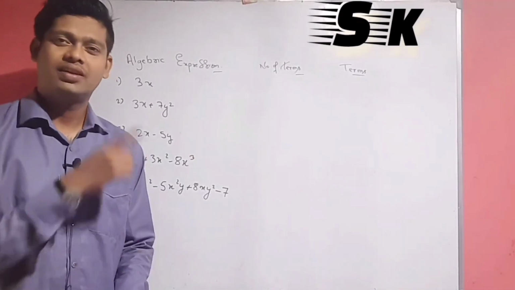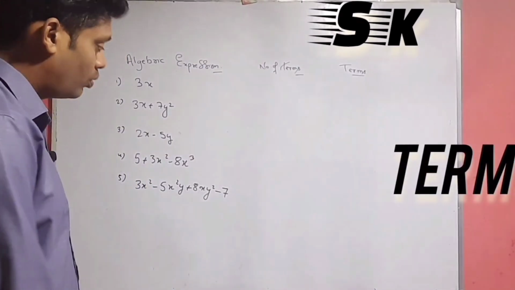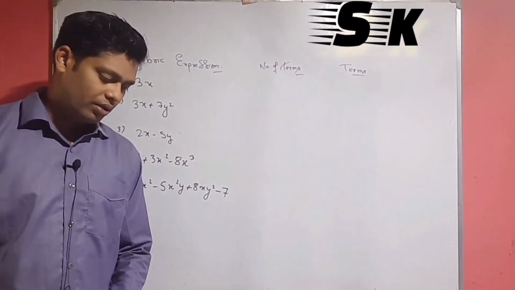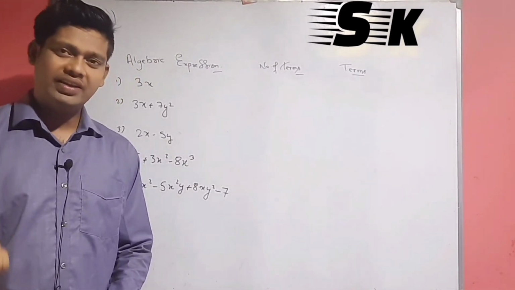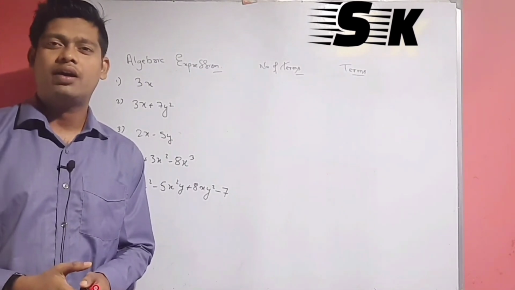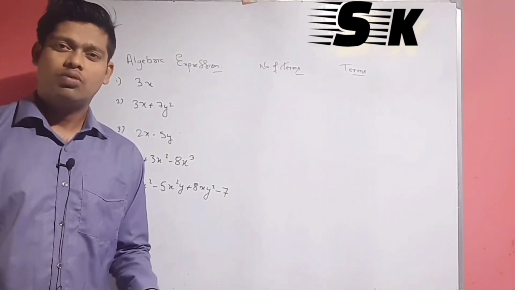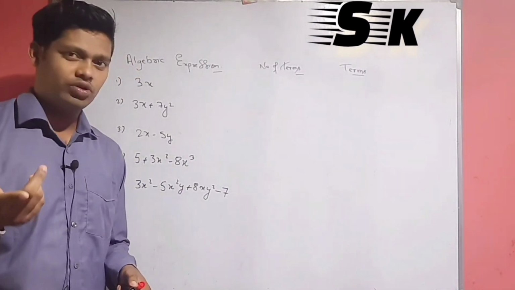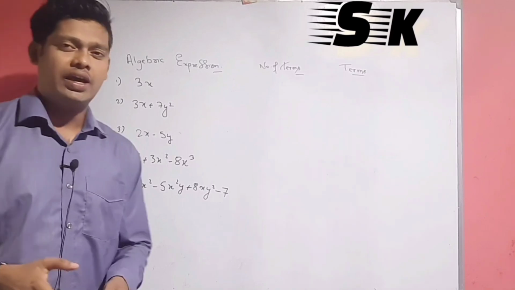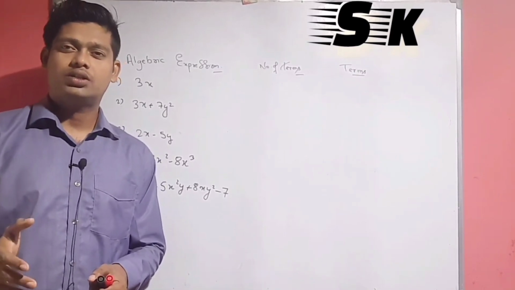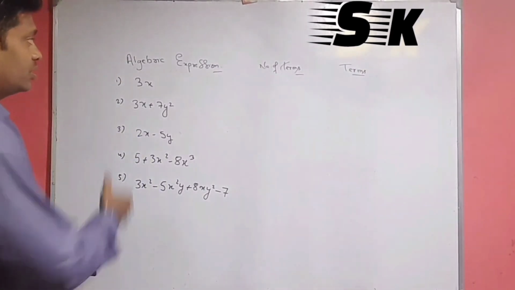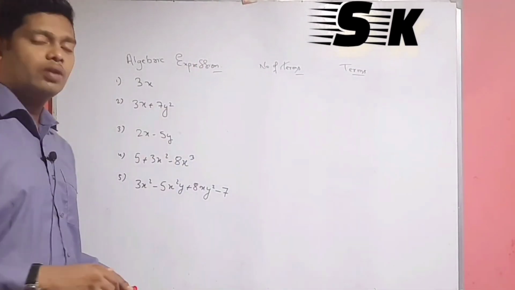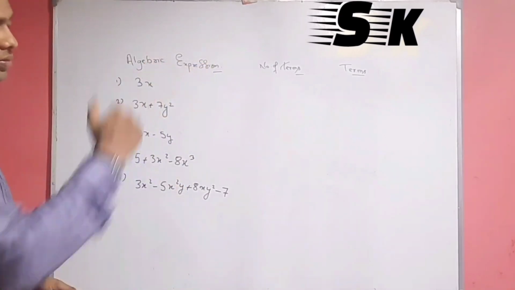The next topic is terms. So what is a term? According to your textbooks, a term may be defined as an algebraic expression which is separated by a plus sign, a minus sign, or whatever it may be. That's a term. If a plus or minus sign is there between any two values, then they are separate terms. For example, here there are a number of algebraic expressions. We are asked to find the number of terms, how many there are, and what the terms are. You have to write that also.